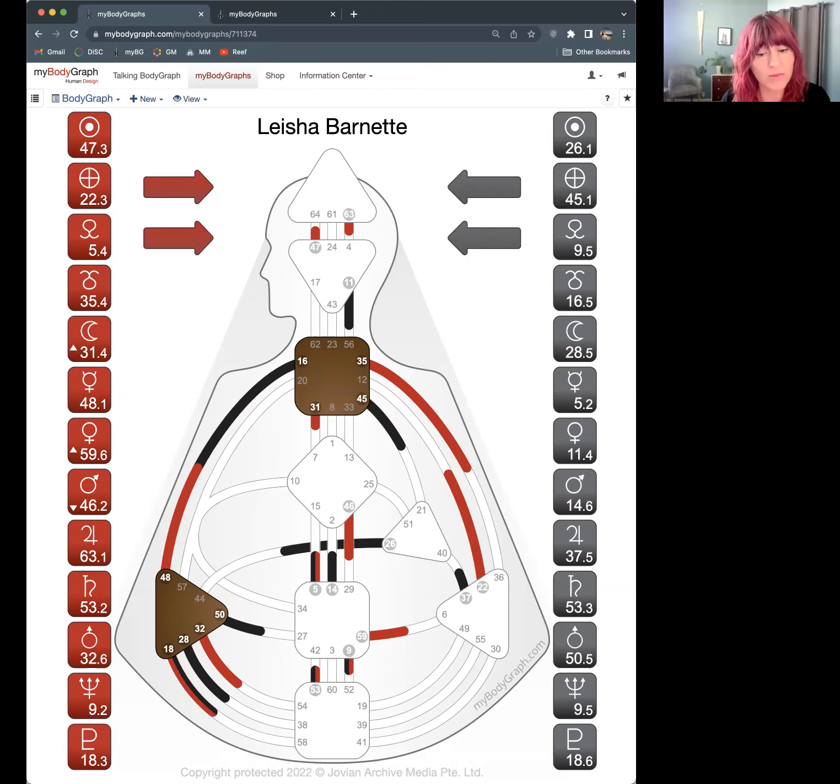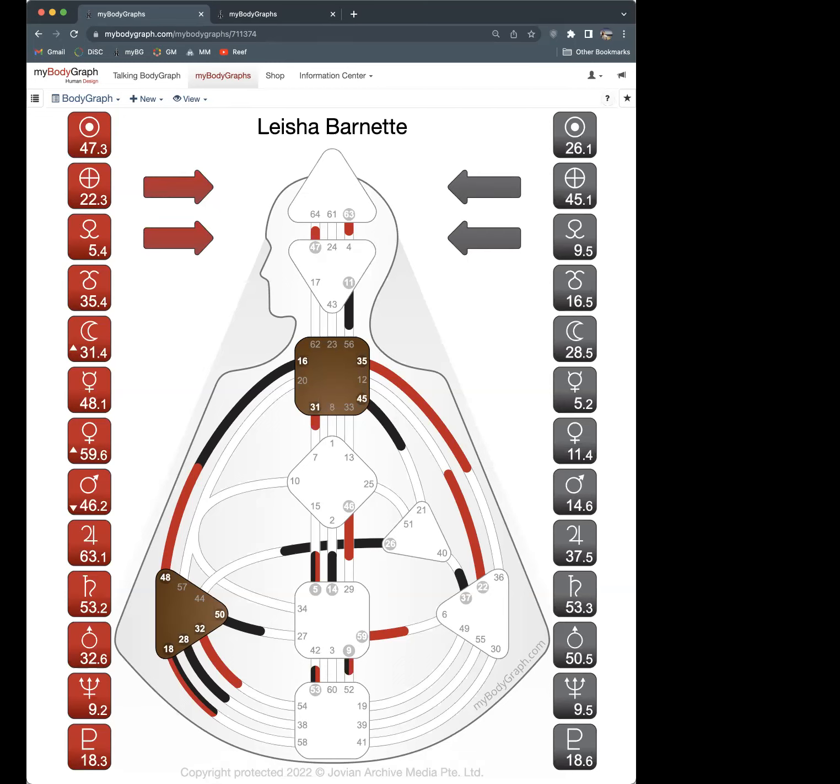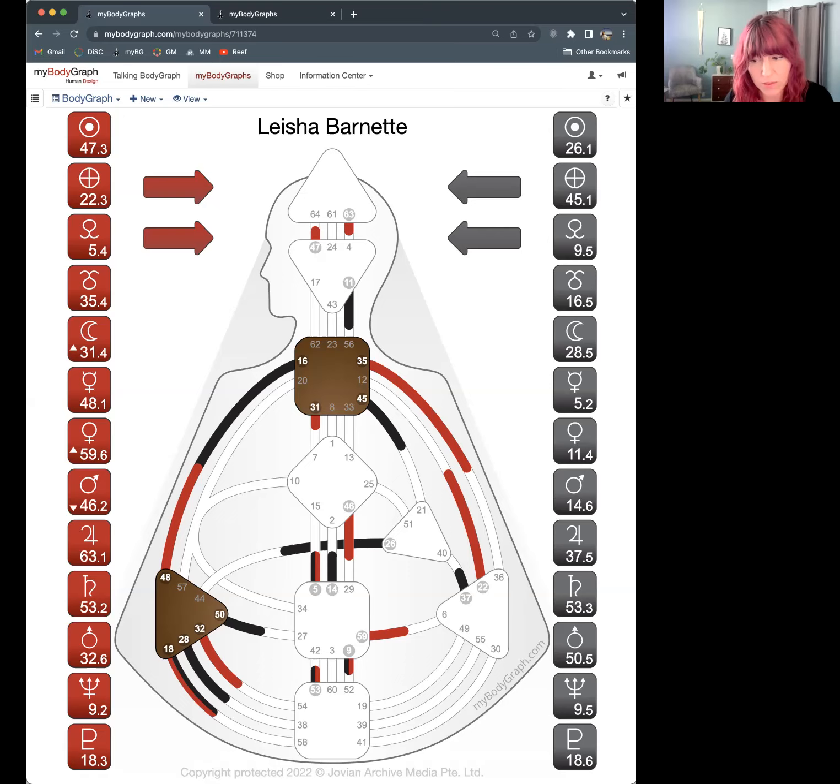Debbie, you have nothing defined. So do you have a completely open heart ego center, Debbie? No gates? I assume it's completely white, yes? Well, if you have no gates, it sounds like that to me.